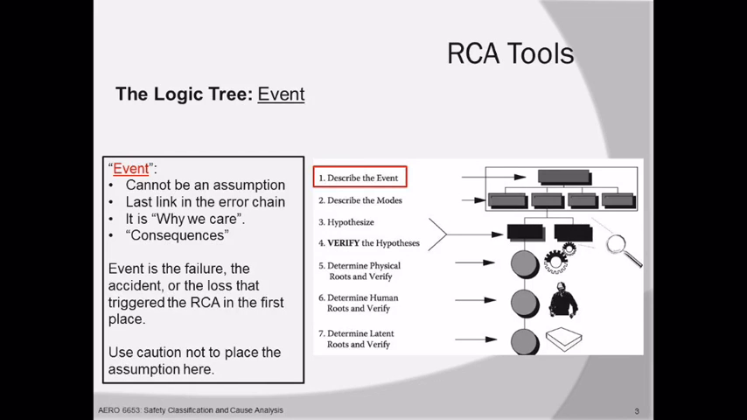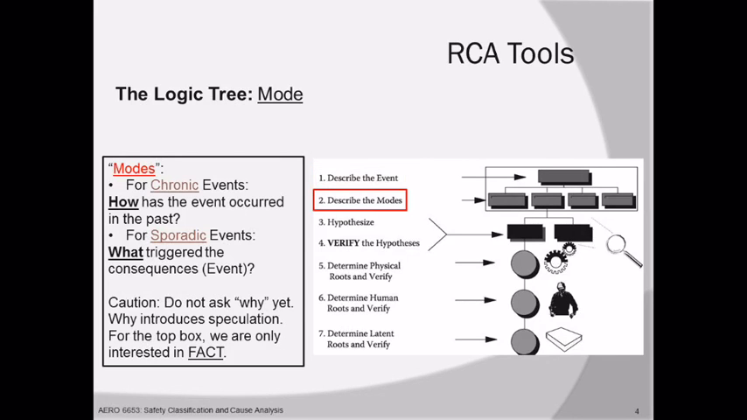So what goes into the top box, into the event box, is the last link in the error chain. The modes, the next selection down, describe how the event has occurred in the past. Remember that these are still only facts. Mode answers the question, how has the event occurred in the past for chronic events? And there may be several different ways in which the event has occurred in the past. Those go here. For sporadic events, on the other hand, the question is asked, what triggered the event or consequences? Do not ask why yet. That will come later.